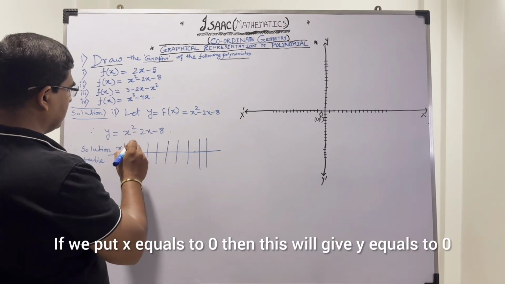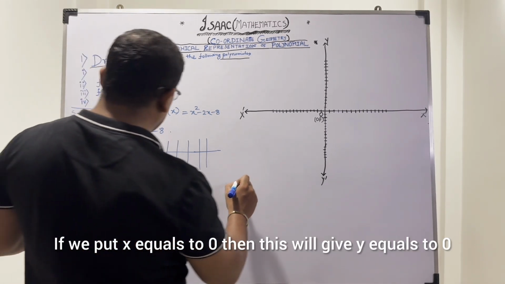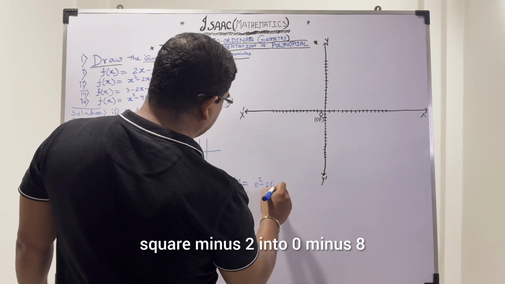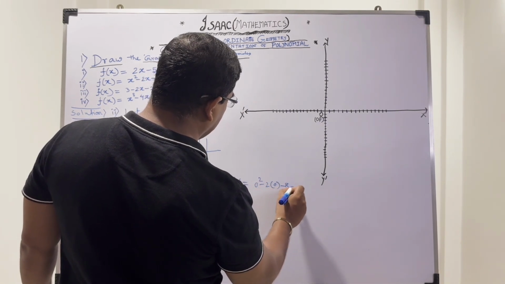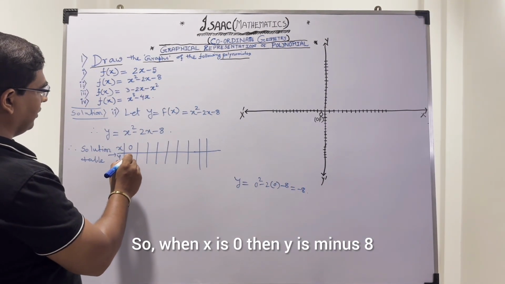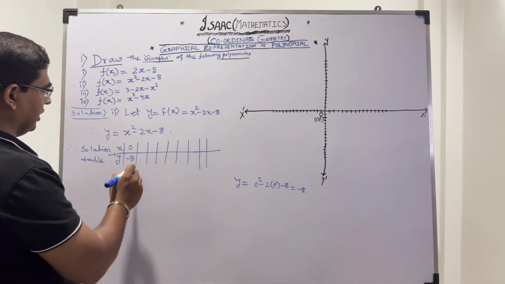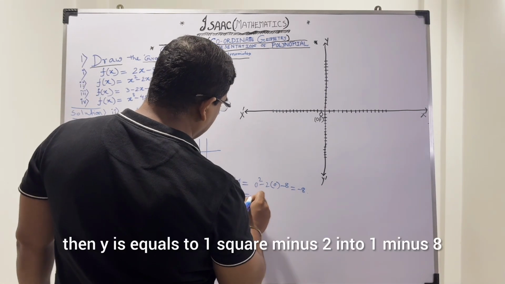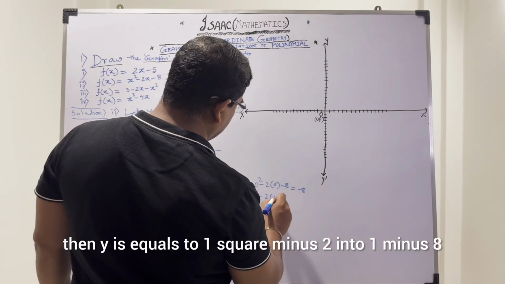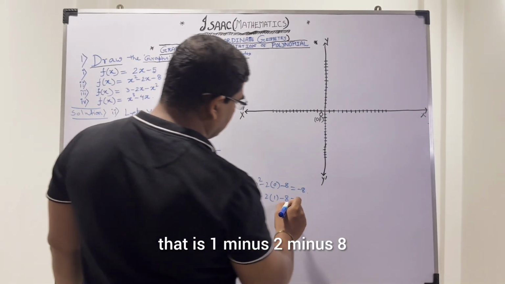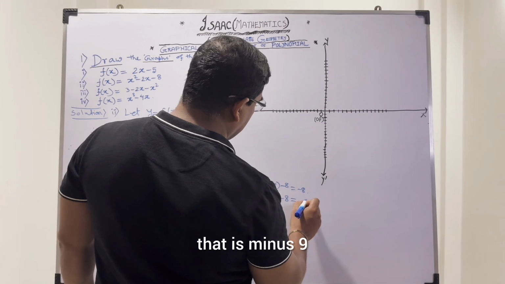If we put x equals to 0, then y equals 0 square minus 2 into 0 minus 8, that is minus 8. So when x is 0, then y is minus 8. Now if we put 1, then y equals 1 square minus 2 into 1 minus 8. That is 1 minus 2 minus 8, that is minus 9.